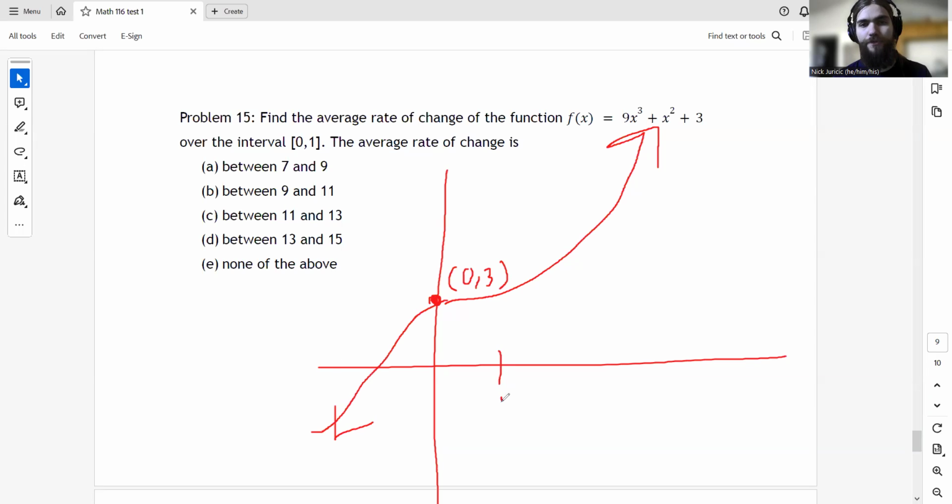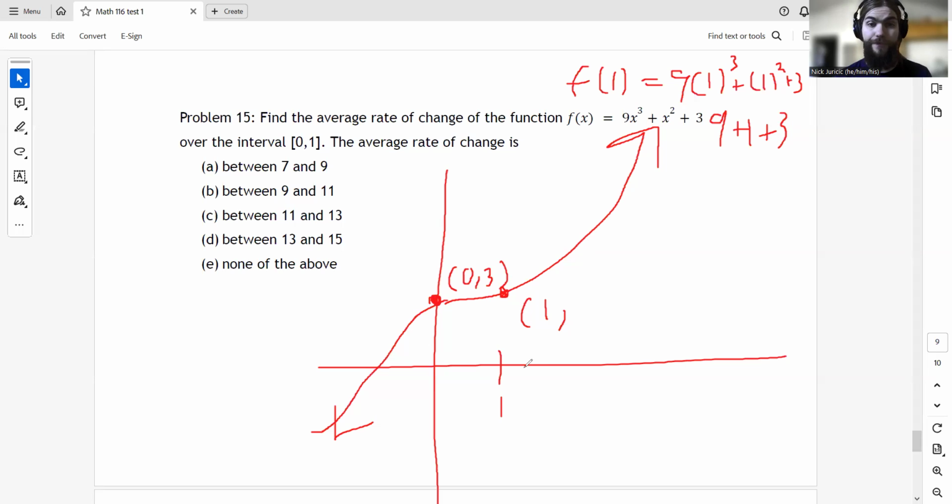And at the point x equals 1, maybe there's another point. What is it if we plug 1 into this function? That's how we would find the value. f of 1 is equal to 9 times 1 cubed plus 1 squared plus 3. Of course, 1 cubed, or 1 to the power of anything, is still 1. So it's going to be 9 plus 1 plus 3, for a total of 13. And so we have 2 points on the function.